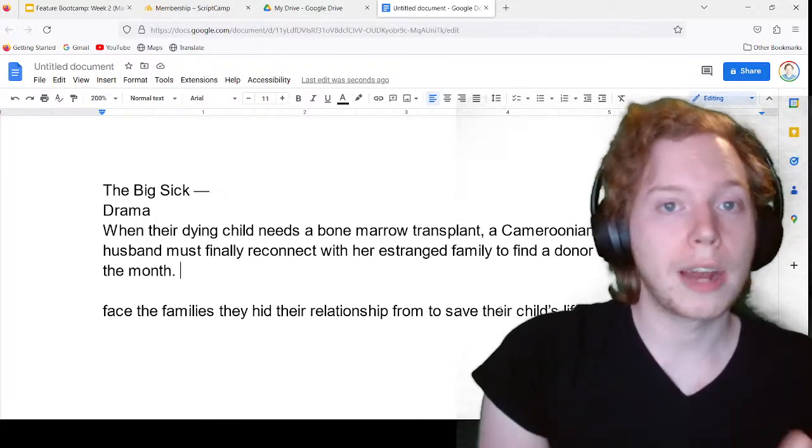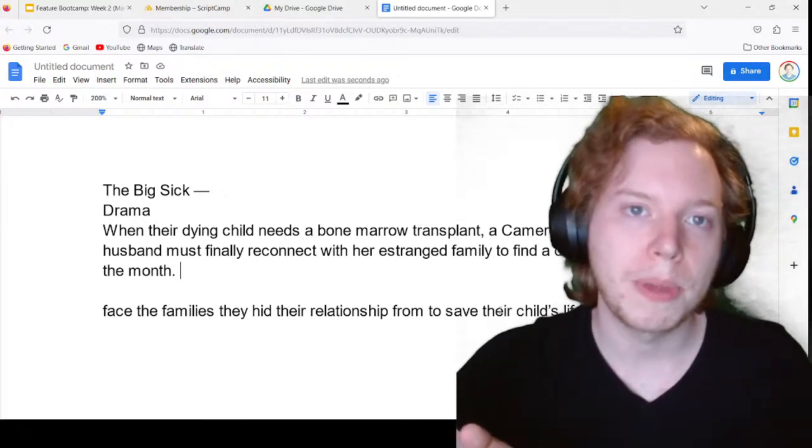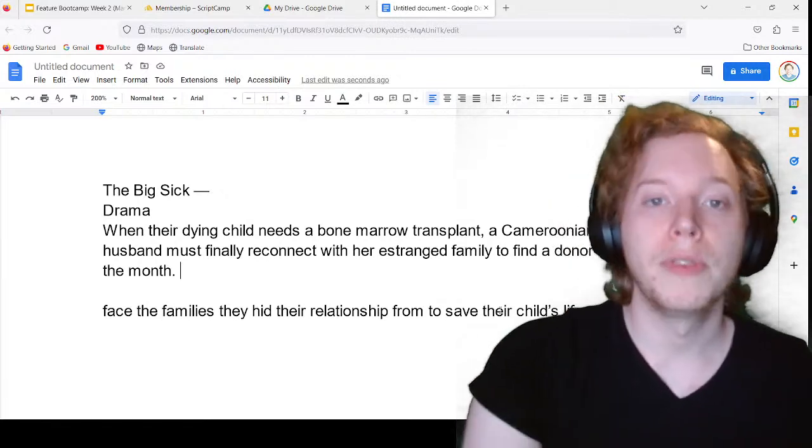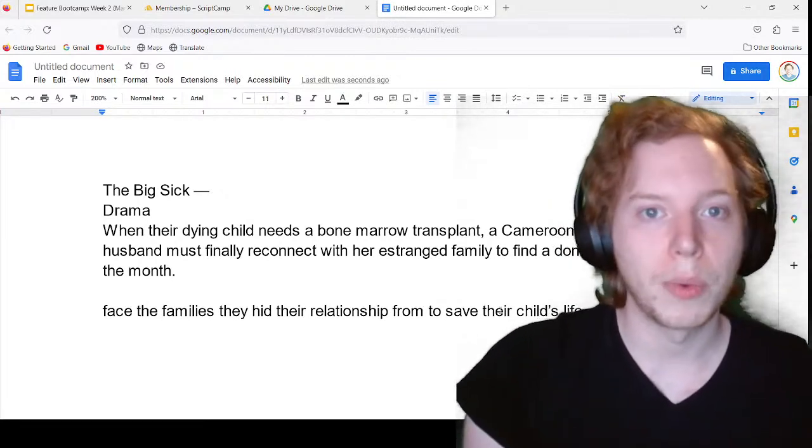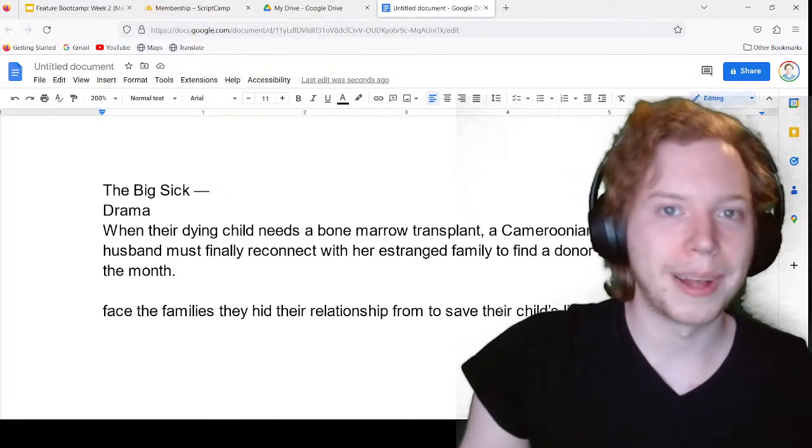So you can frame it how you want, but try to be really clear on what the time frame is that the movie takes place over, especially for a drama, where it could be for unlimited amounts of time.